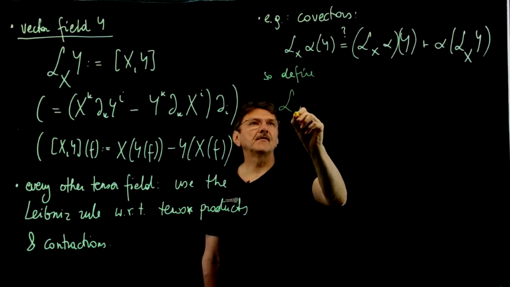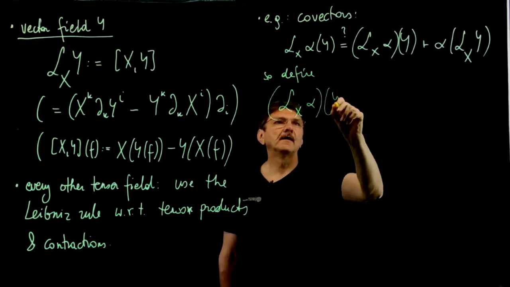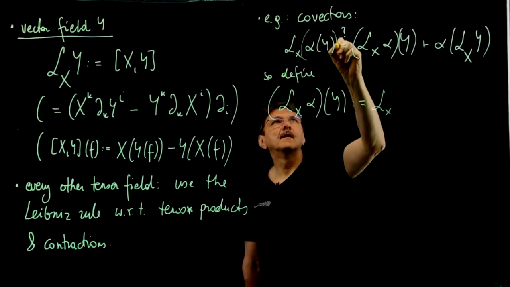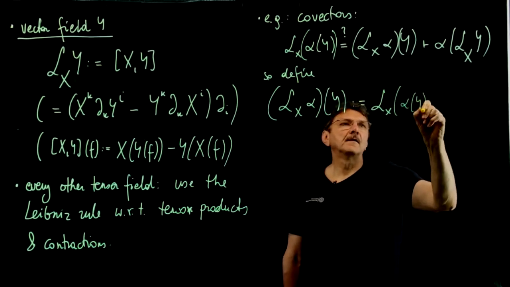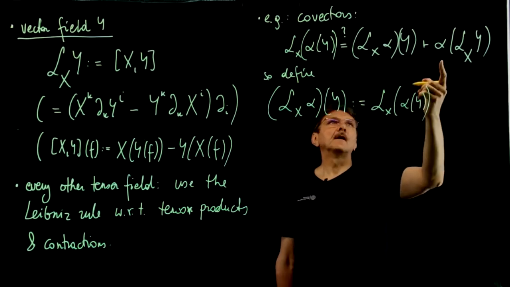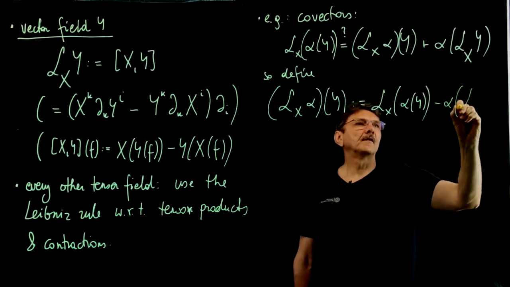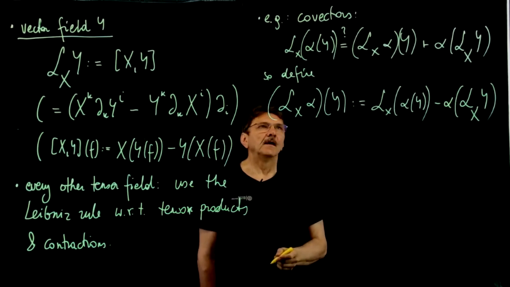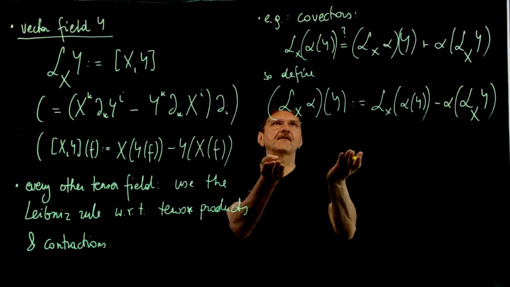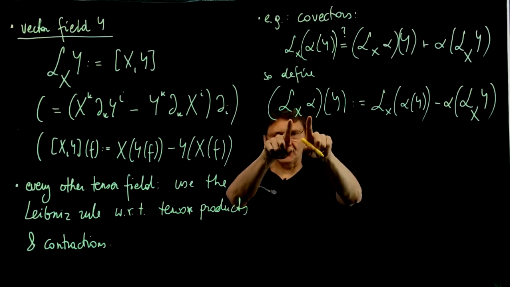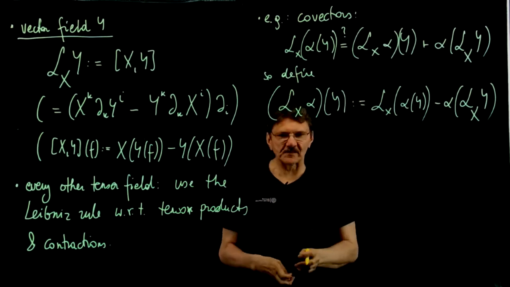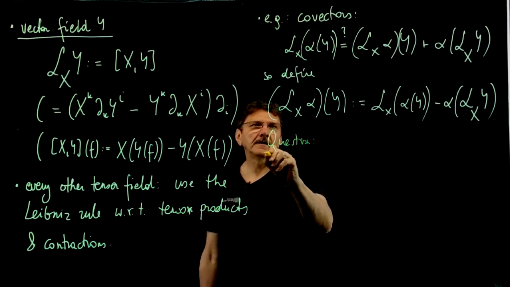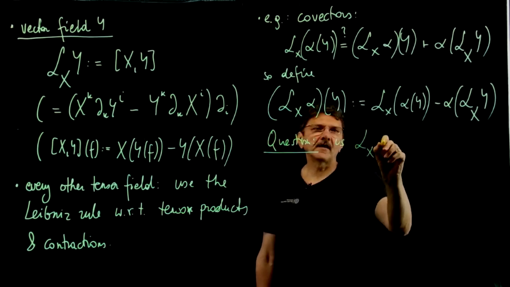The Lie derivative of alpha of Y is L_X of alpha of Y, and then minus alpha of L_X of Y. So obviously, if we define the Lie derivative of a covector like that, then the Leibniz rule will be satisfied. But the question is: is L_X alpha a covector field?